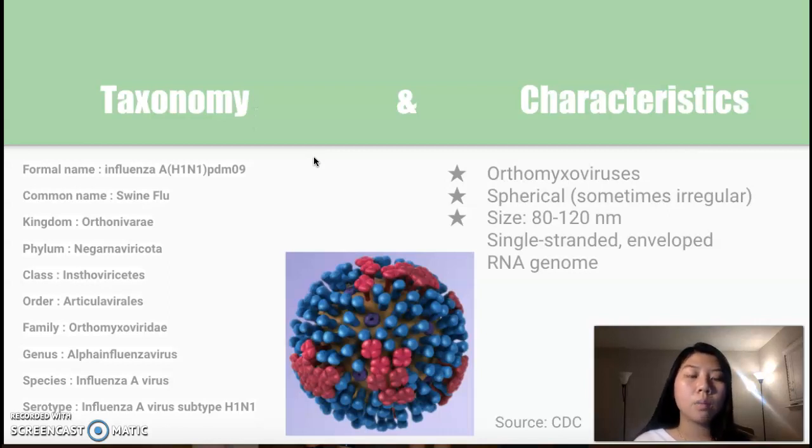Some of the characteristics of this virus are: it is part of the family of the orthomyxoviruses. It is spherical in shape. It sometimes can also be found in an irregular shape. Its size ranges from 80 to 120 nanometers. It is a single-stranded enveloped RNA genome.